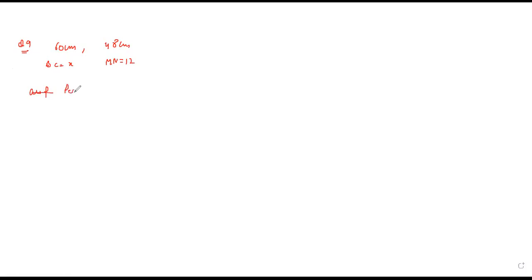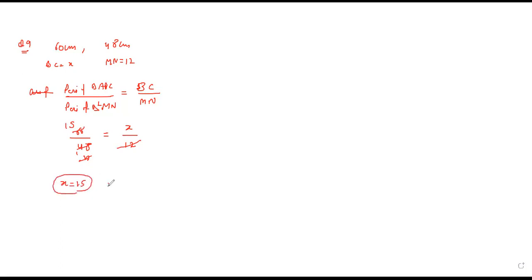The ratio of the perimeters of two triangles, perimeter of triangle ABC upon perimeter of triangle LMN, is equal to the ratio of their corresponding sides. Clear? So corresponding side means BC upon MN. So this is equal to 60 upon 48, which is equal to X upon 12. So X is equal to 15. D is the correct answer.